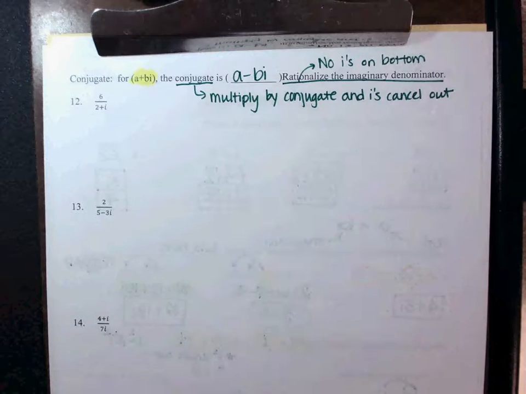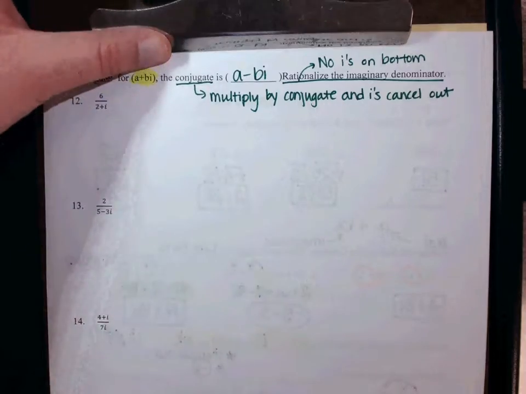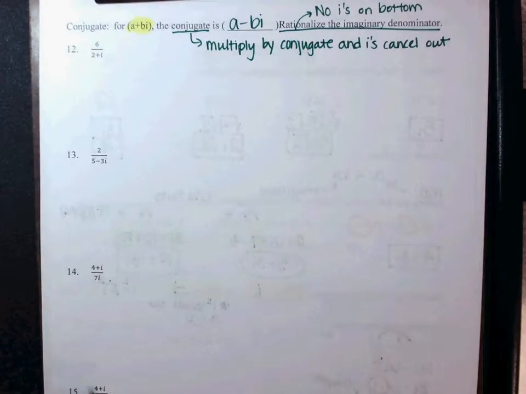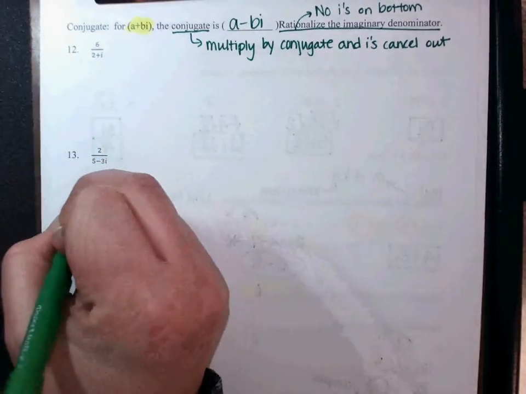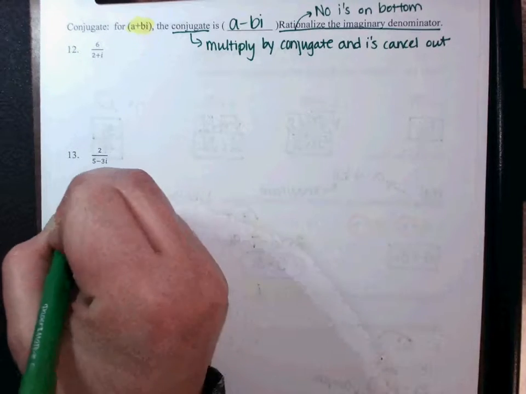So that is the goal for these next 4 examples: they have an i on the bottom, but we want to get rid of it. Okay? So we're actually going to work number 13 first. So look at number 13. Okay, so it's 2 over 5 minus 3i.